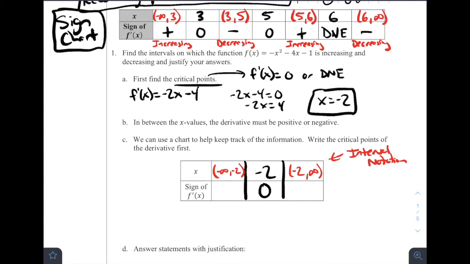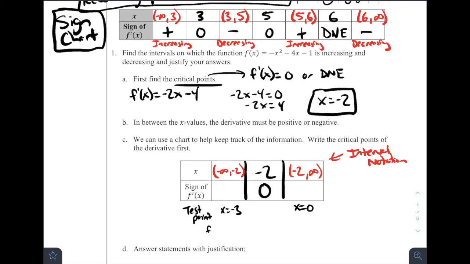So what I'm going to do is I'm going to actually just pick a test point on that interval. I'll do x equals negative 3 for that one, and here I'm going to do x equals 0. So negative 3 is between negative infinity and negative 2. X equals 0 is between negative 2 and infinity. And I'm going to just think about what would happen if I plugged it into the derivative function.